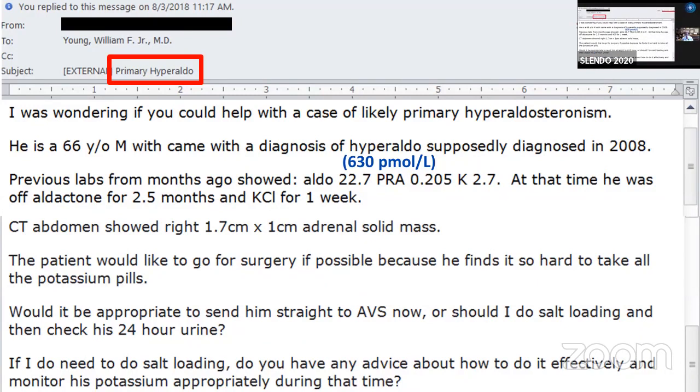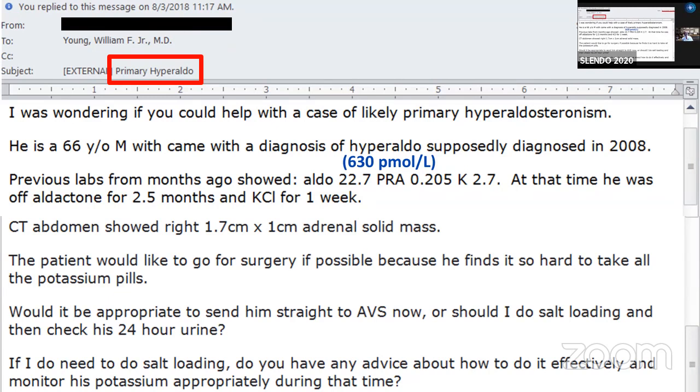So here's one from a couple years ago, August 2018. Subject line, primary hyperaldo. I was wondering if you could help with a case of likely PA. He's a 66-year-old male, came with diagnosis of hyperaldo, supposedly diagnosed in 2008, so 10 years before this email.